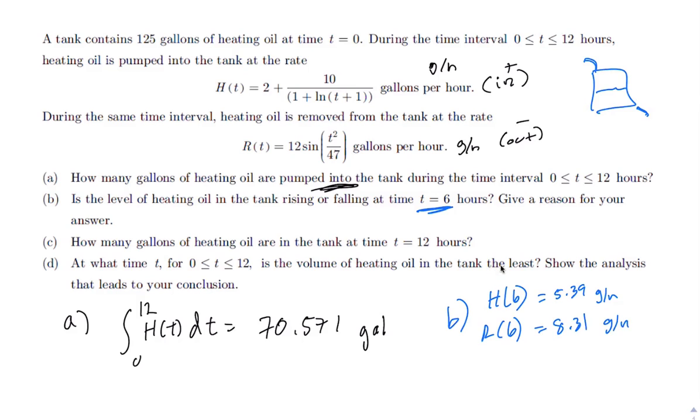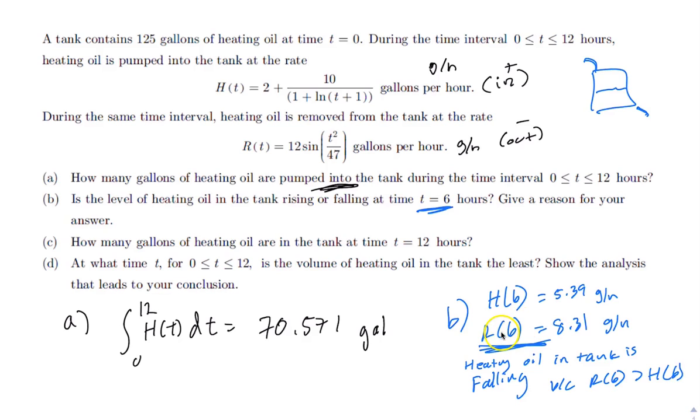miles per hour. So it is falling, right? And we're taking more out than we're putting in. So I would say falling. Actually, I should say heating oil in the tank is falling. Because R of 6 is greater than H of 6. That's it for that one.